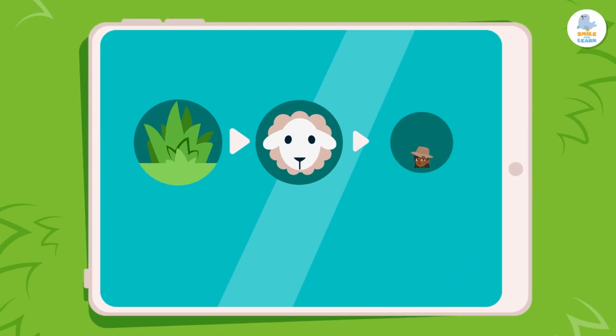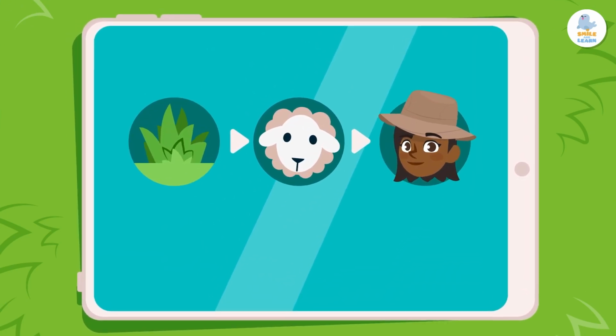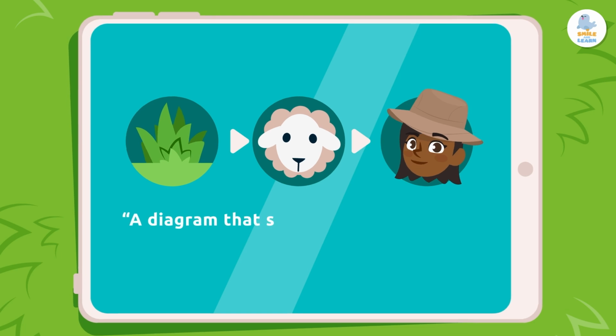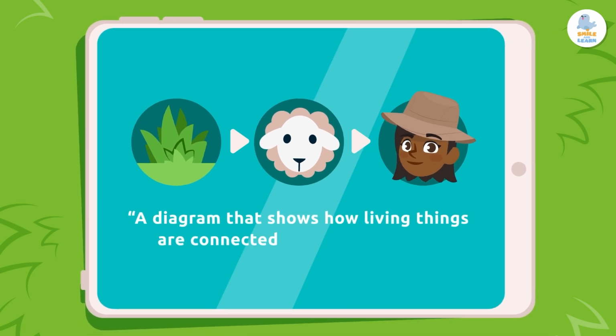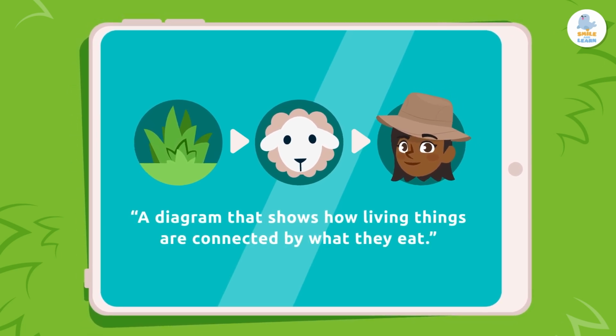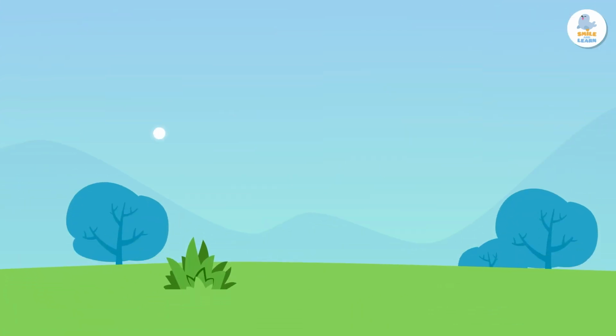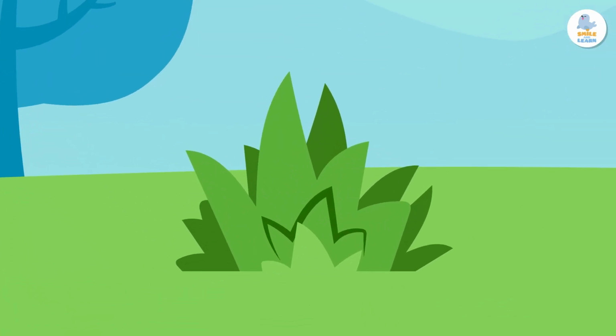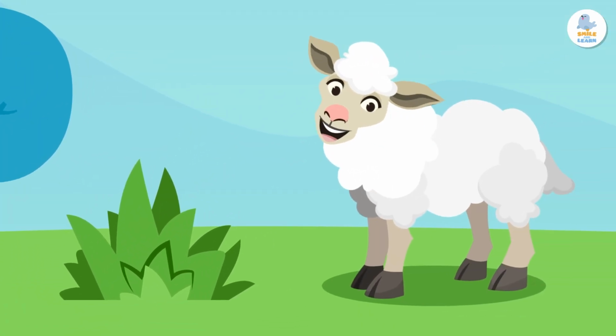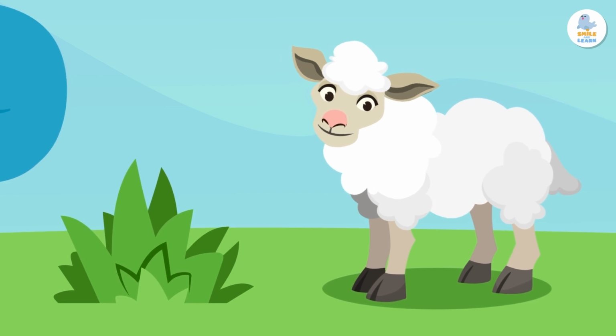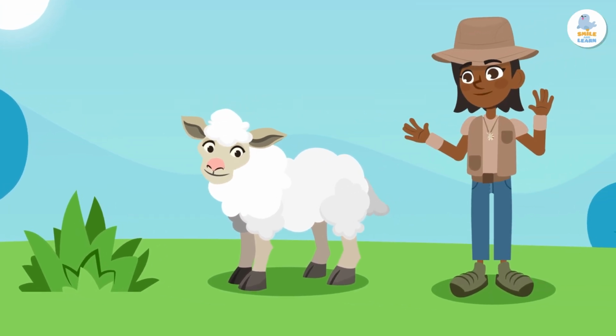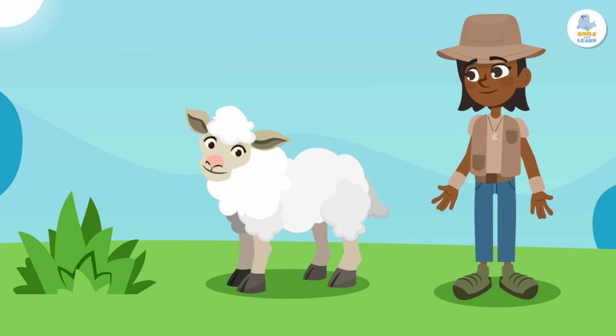So, what is a food chain anyways? It's a diagram that shows how living things are connected by what they eat. In other words, it tells us how plants and animals depend on each other for food. In fact, I'm part of a food chain right now.